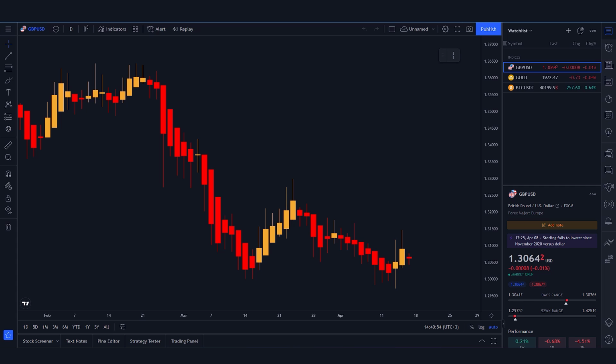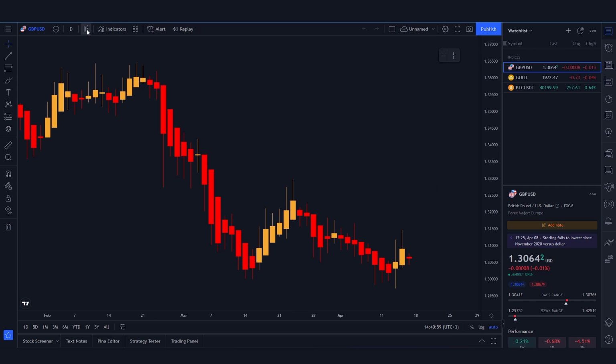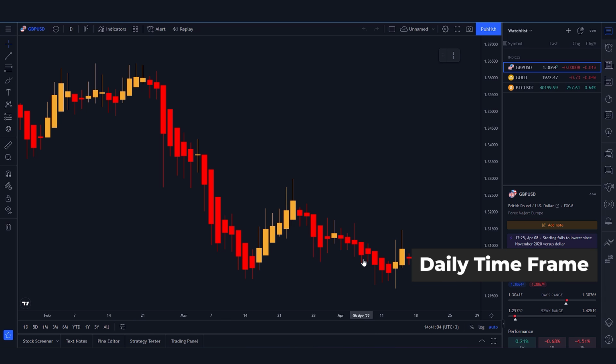I will quickly explain the indicators I use for this strategy. I have opened 3 charts. This is only a daily time frame and no indicators are used for it. This is a Heikin Ashi technique, so I have switched from a standard candlestick chart to a Heikin Ashi chart.